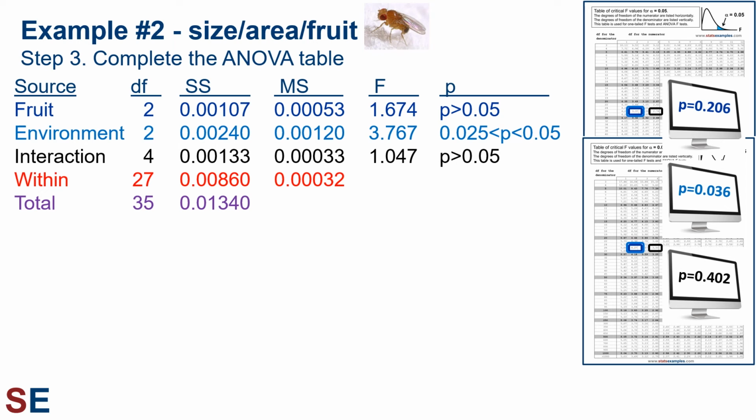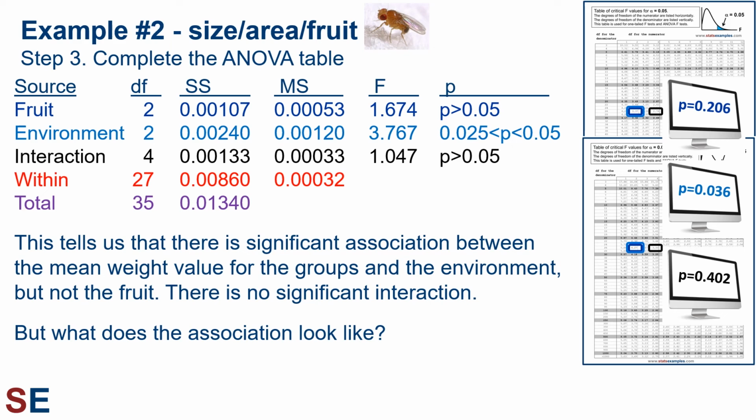For the interaction between the factors, the F-value is 1.047, with 4 degrees of freedom in the numerator and 27 degrees of freedom in the denominator. The tables tell us that the p-value will be larger than 0.025, and the computer gives us 0.402. This tells us that there's a significant association between the mean weight value for the groups and the environment, but not the fruit. There is also no significant interaction.